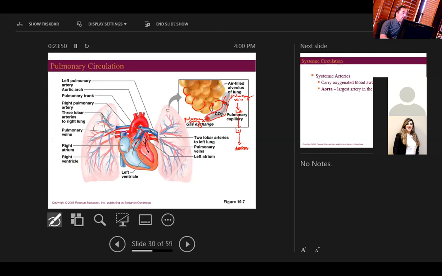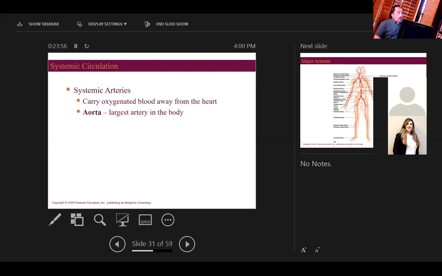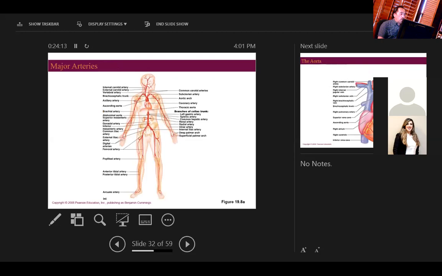So it's happening here around the pulmonary artery and the pulmonary vein. Now, systemic circulation is the one happening between the arteries and the veins. They are the ones that carry oxygenated blood away from the heart. The largest is going to be the aorta, and that's what we're going to be tracing now. That is what we're going to be studying, the branches of the vessel.